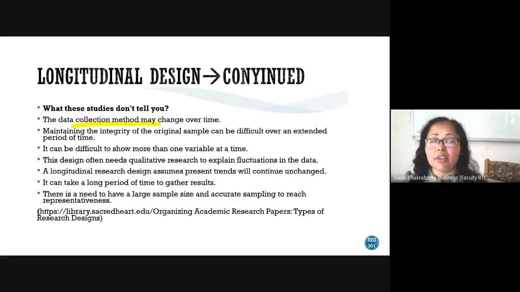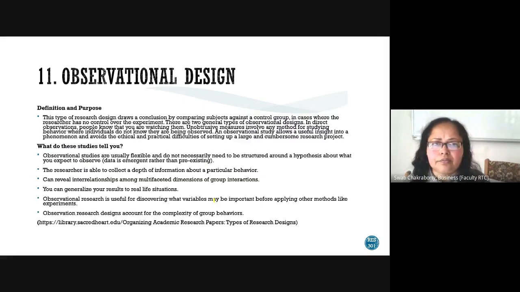The data collection method can change over time. Maintaining the integrity of the original sample that you've chosen can be difficult over a period of time. It can be difficult to show more than one variable at a time. And this type of design often takes help of qualitative research to explain fluctuations in the data. It assumes present trends will continue unchanged, which does not happen. It can take a long period of time to gather data. There's a need to have a large sample size and accurate sampling to reach representativeness.